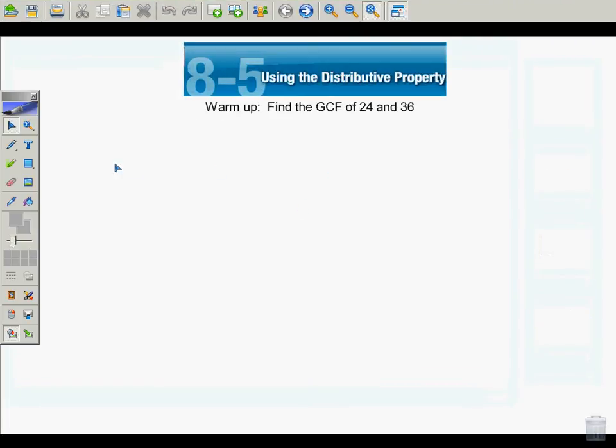For this lesson, we're going to be talking about using the distributive property, and we're actually going to be working in reverse of distributing, called factoring. So the first thing I want to do is remind you how to find the GCF, or greatest common factor. To find the greatest common factor of two numbers, you need to find the prime factorization of them.